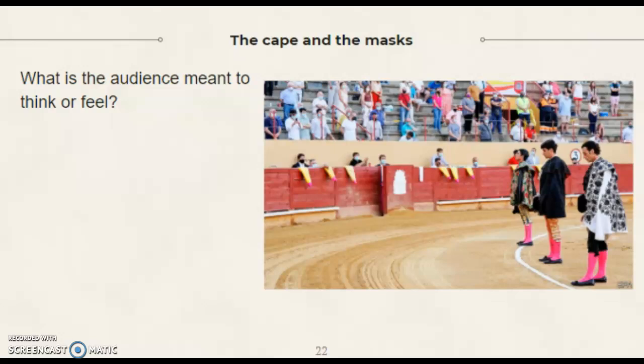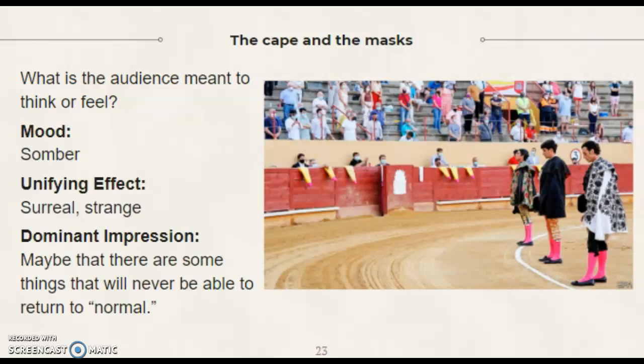And in the end, what is the audience meant to think or feel? So why was this text written? The mood is somber. There's a bit of a unifying effect of things. All of these changes feel kind of surreal and strange, and no one's really quite sure what to do about them. And the dominant impression that I got from this text was this kind of unspoken feeling of maybe that there are some things that will never return to normal.